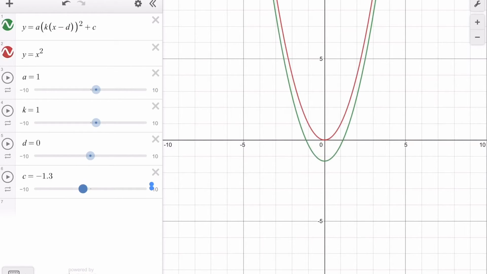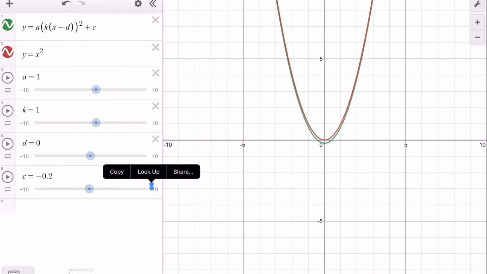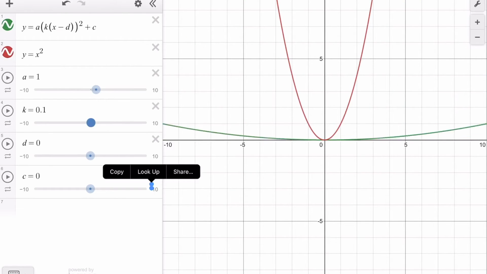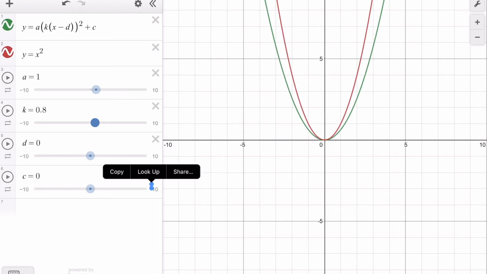Now, let's look at k value. When the k value is above 1, the graph is horizontally compressed, which means the graph is horizontally skinnier. And when the k value is between 0 and 1, the graph is horizontally stretched, which means the graph is getting horizontally wider.